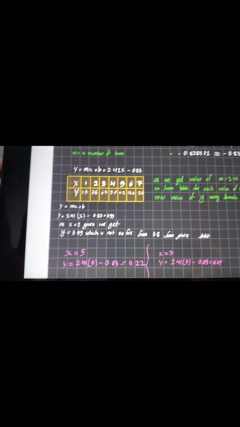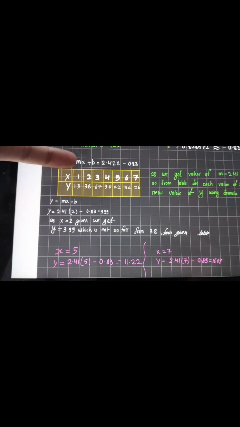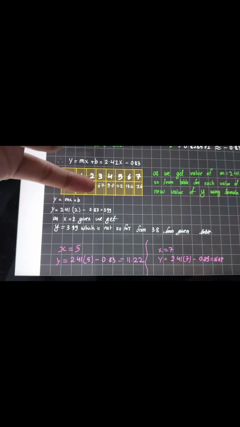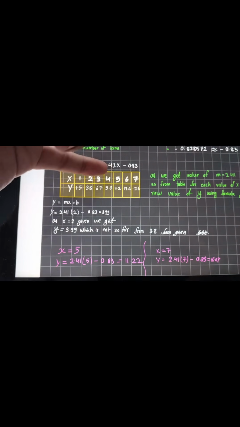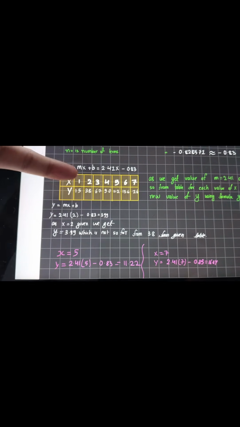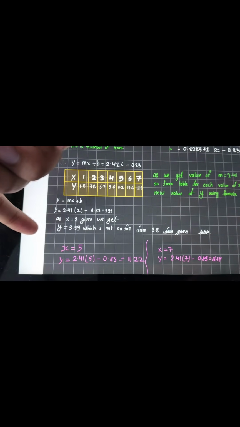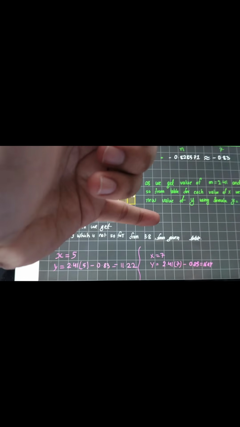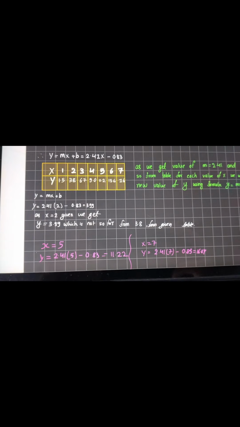So initially for x equals 2, the value of y was 3.8. After using the best fit method, using another formula, we get for x equals 2 the value of y as 3.99, which is not so far from 3.8 in the given table. This is done to minimize the possible human error to the minimum.